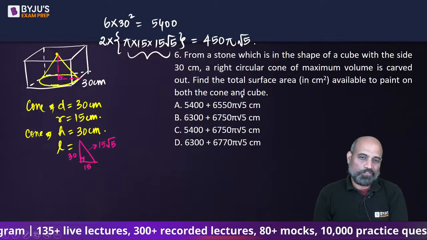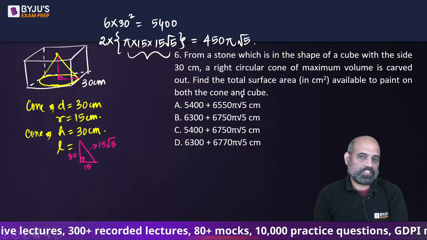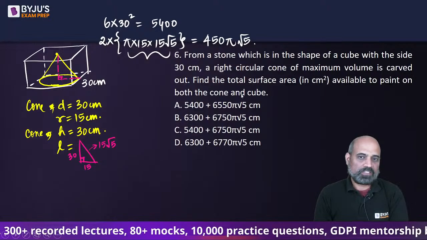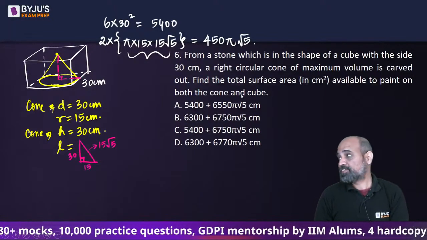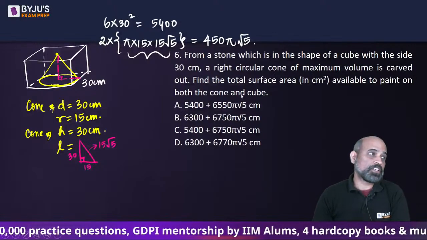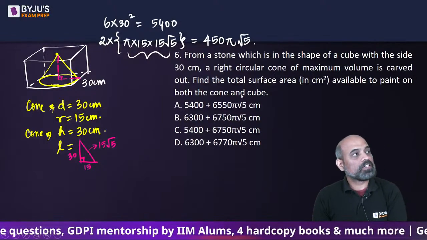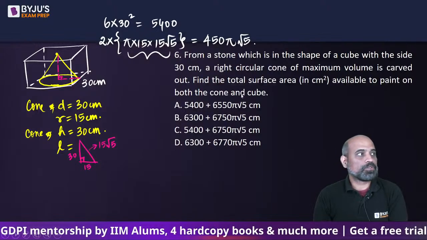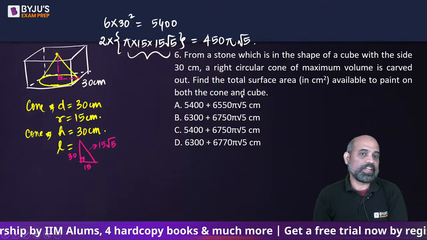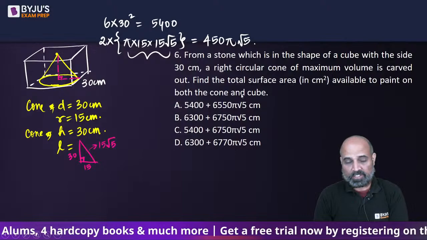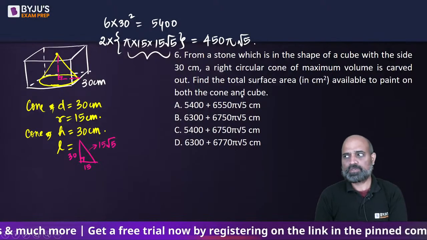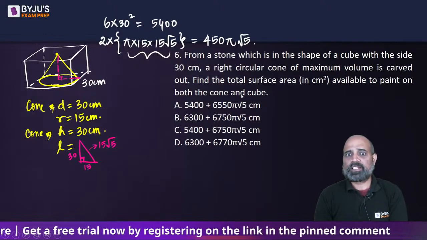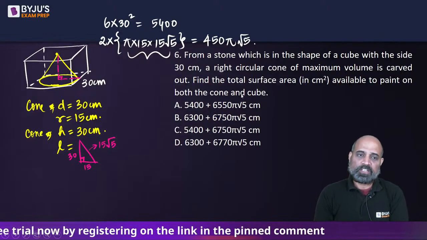So we have only 450, and this data is about in thousands. Let me think once again if I'm making a mistake. The curved surface area of a cone is given as pi RL. So pi is going to stay. Radius is only 15 and not 30. And slant height is 15 root 5. 15 into 15 is only 225. If I double it, it's going to be 450.